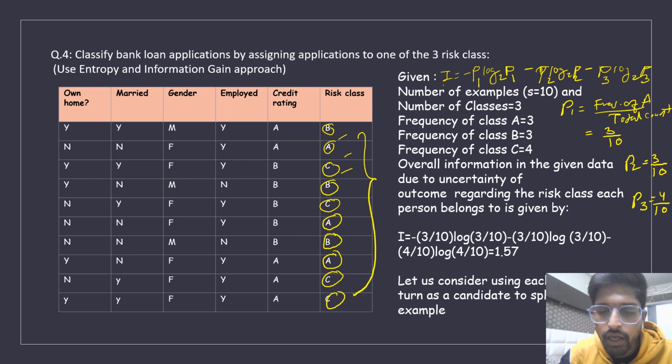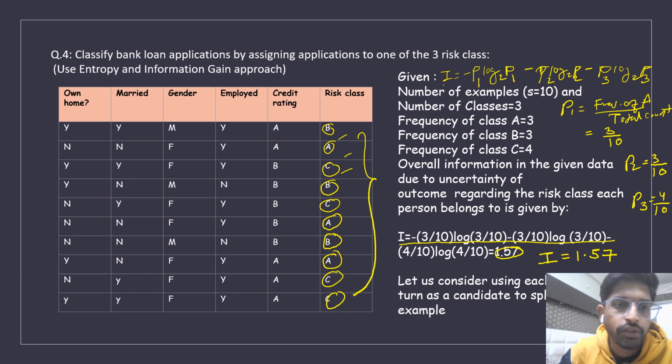Now we calculate the overall information. So I would be equal to minus 3 by 10 log 3 by 10, minus 3 by 10 log 3 by 10, and minus 4 by 10 log 4 by 10, which computes up to 1.57. So the overall information that comes out is 1.57. Now what we are going to do is calculate the individual information for each column. So let's do that.